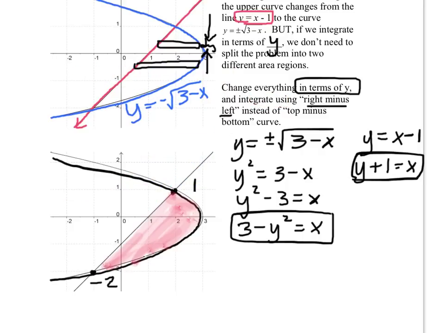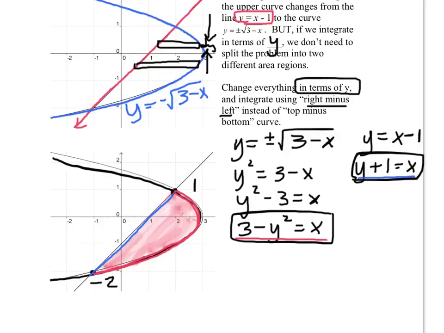I know, big shocker. All right, so let's take a look at the right part of the shaded region. It is that curve right there, and that is defined by this. The left part of the shaded region is that function right there, which is defined by y plus 1.